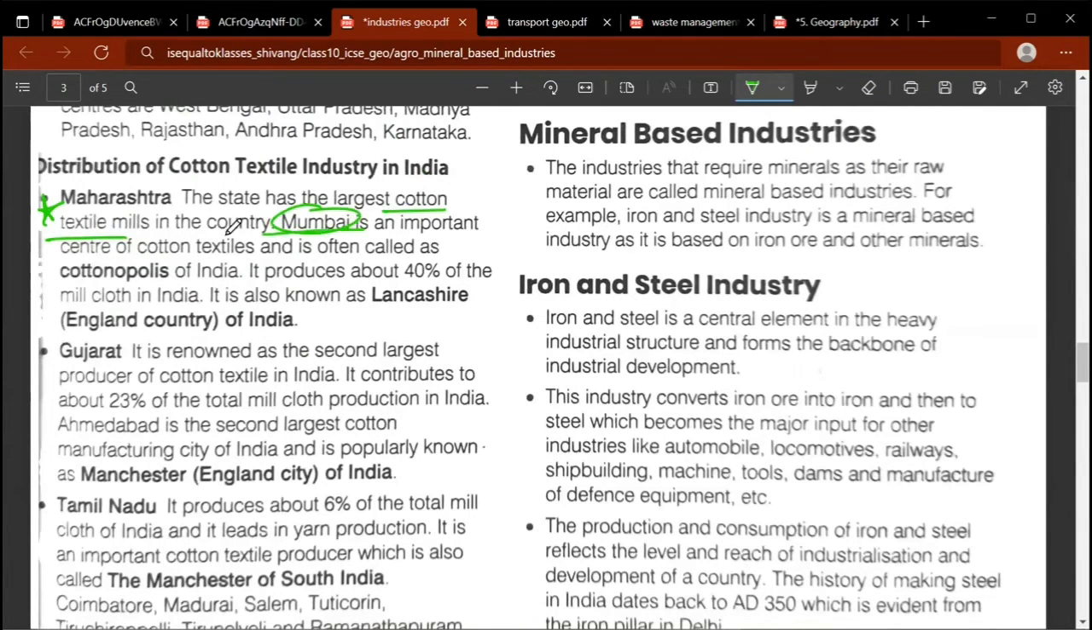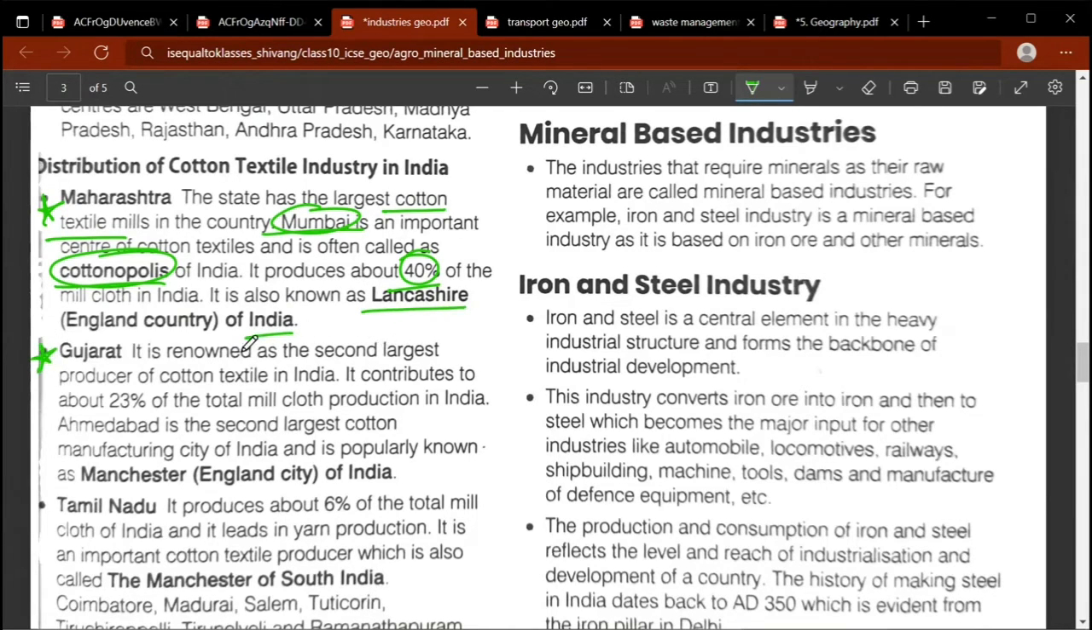Mumbai is an important center of cotton textiles and is often called the Cottonopolis of India. This is an important term that they may ask you in the exam: which city is known as the Cottonopolis of India. It produces about 40% of the mill cloth in India. It is also known as the Lancashire of India. Okay, then let's move on to the next state, Gujarat.